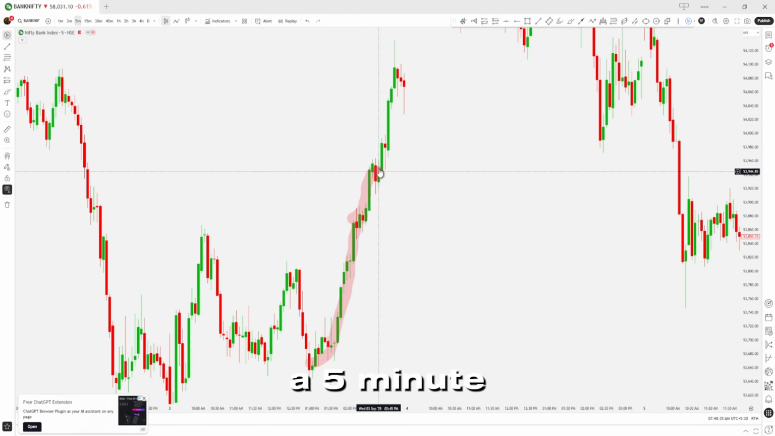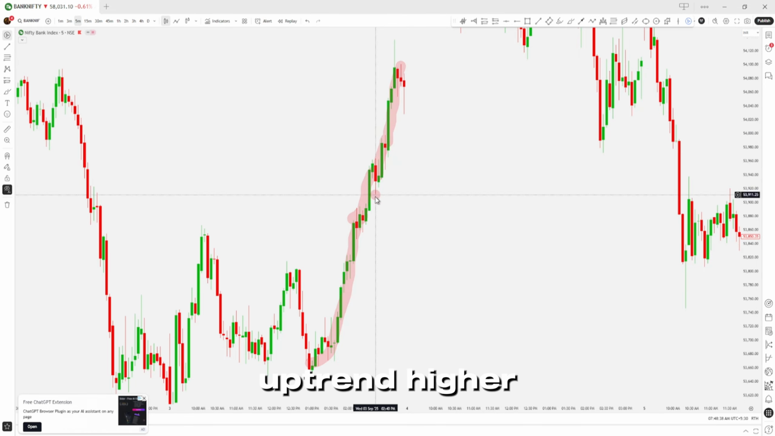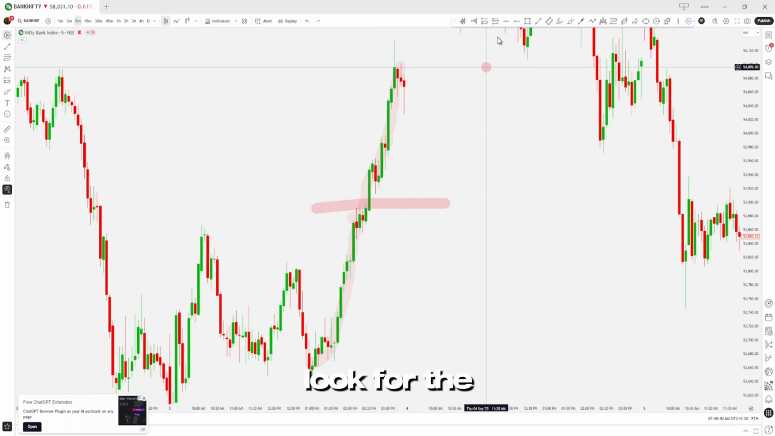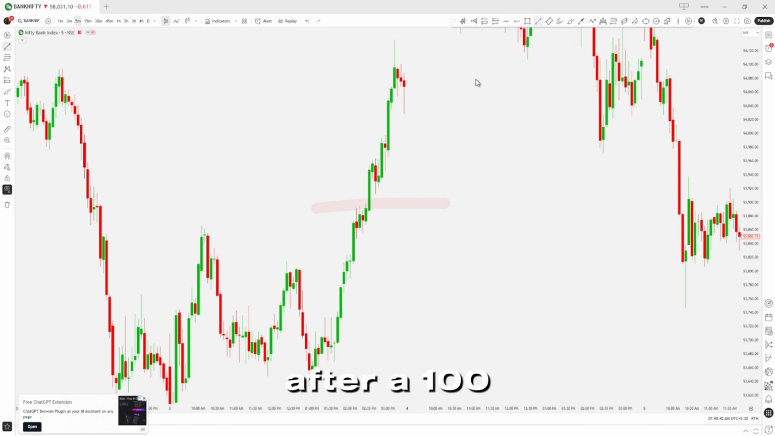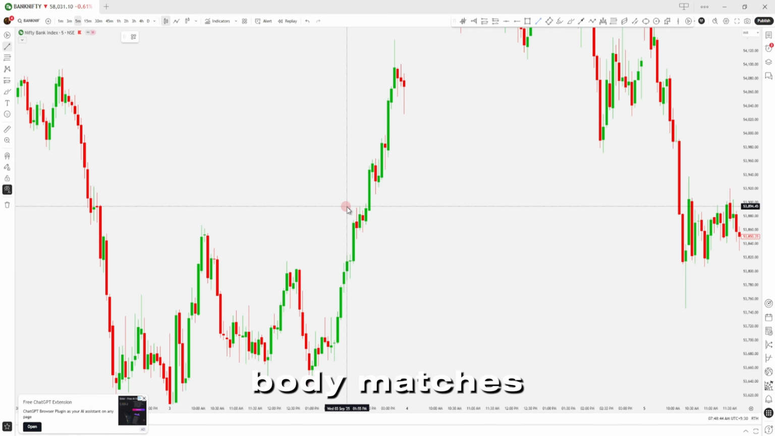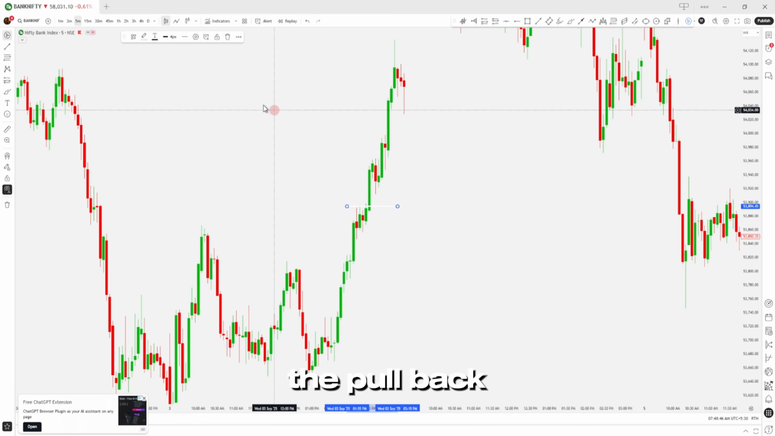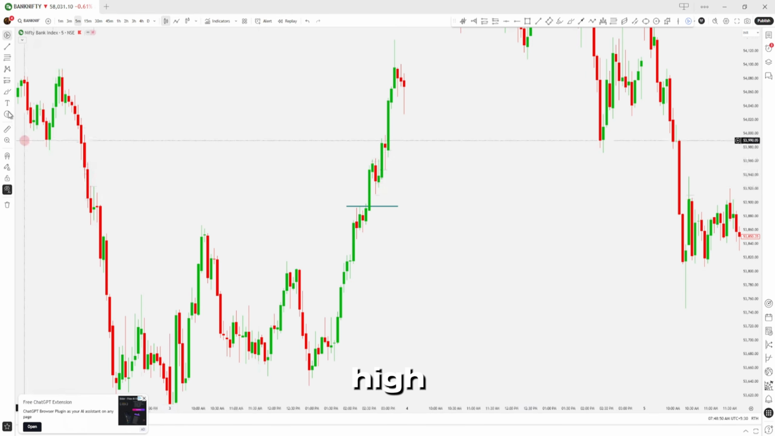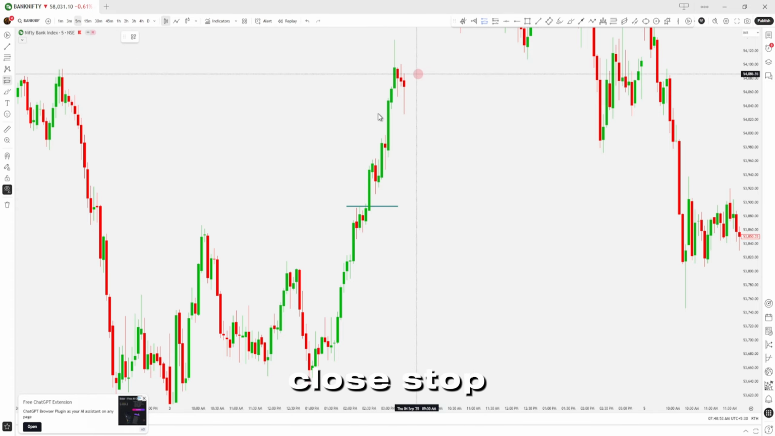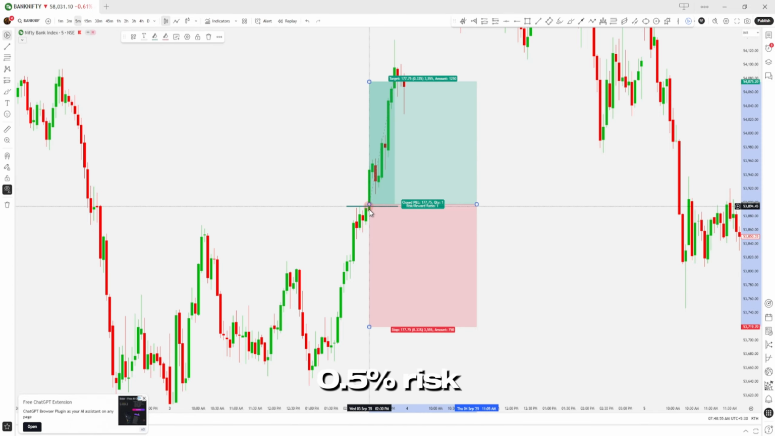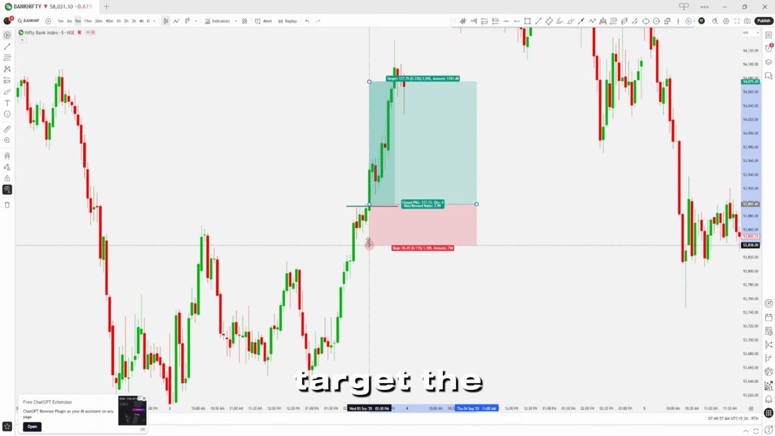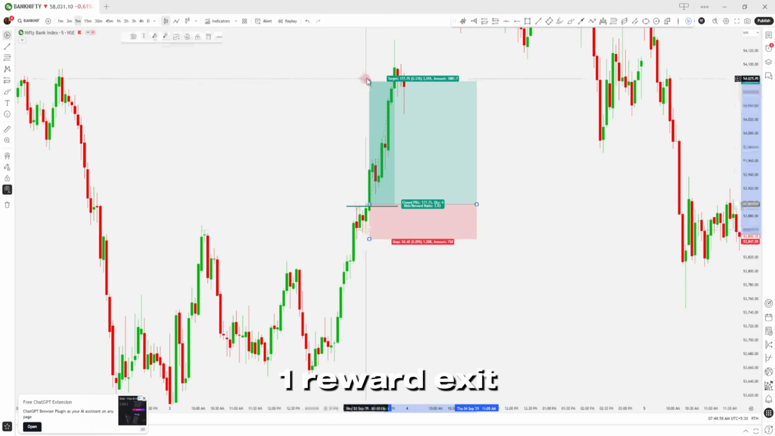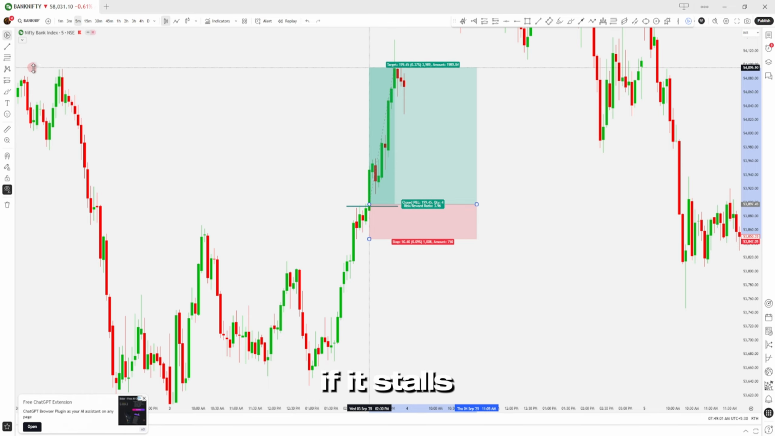Find it on a 5-minute Nifty chart in a clear uptrend, with higher lows and highs. Look for the pullback after a 100-point run. The candle body matches half the last up move, closes above the pullback low, and has a tail up. Enter long above the pullback high on the next close. Stop 10 points below the pullback low, 0.5% risk. Target the last up move size, or 2 to 1 reward. Exit half at 1 if it stalls.